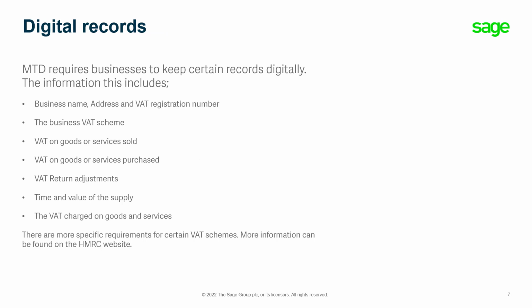Making Tax Digital requires businesses to keep certain records digitally. This information includes the business name, address and VAT registration number, the VAT scheme that the business is using, the VAT on goods or services sold and purchased, any adjustments you're making to the VAT return, the time and value of the supply, and the VAT charged on goods and services. There are more specific requirements for certain VAT schemes, for example, retail schemes. More information can be found on the HMRC website.